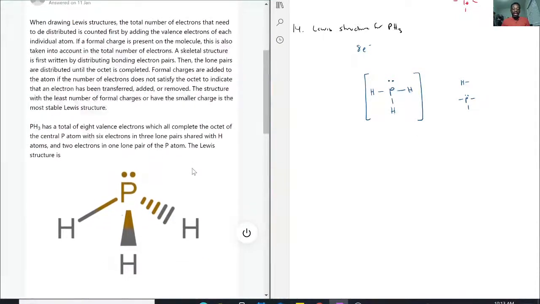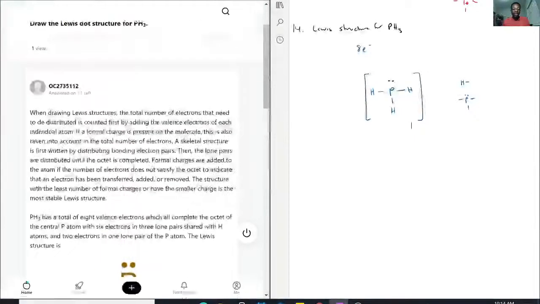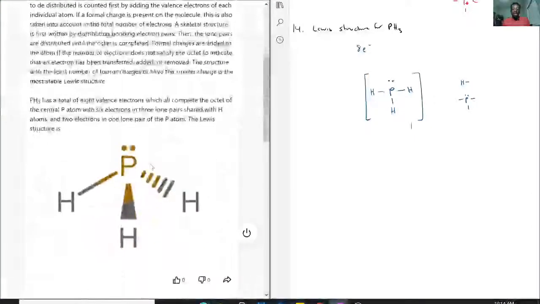And for this, what they actually did was draw it in the 3D structure of the Lewis, where one of the hydrogens, the thick, filled-in triangle, is one that's coming out of the page towards us, and the one that's dashed is the one that's going into the page, away from us, okay? And so that's how they chose to draw it.